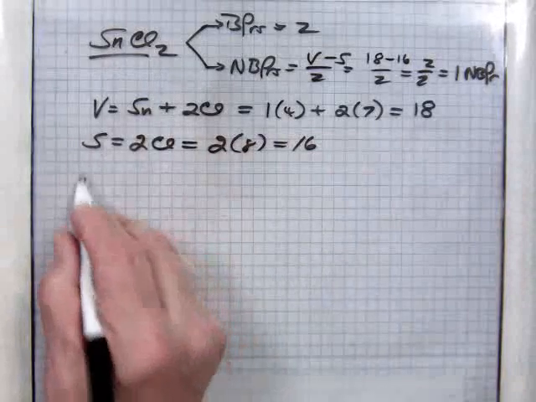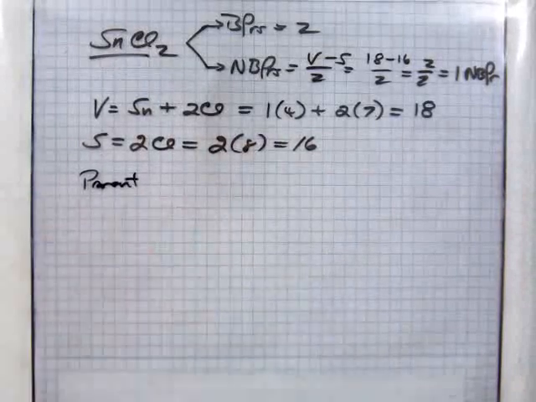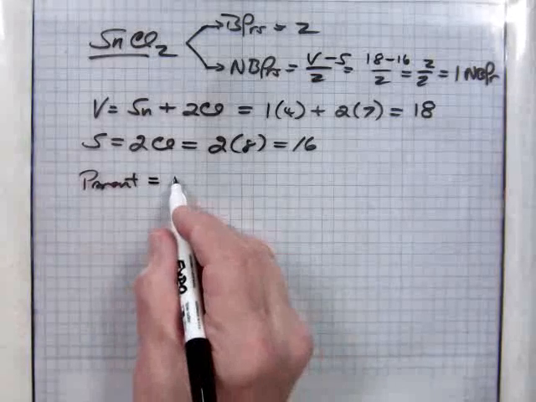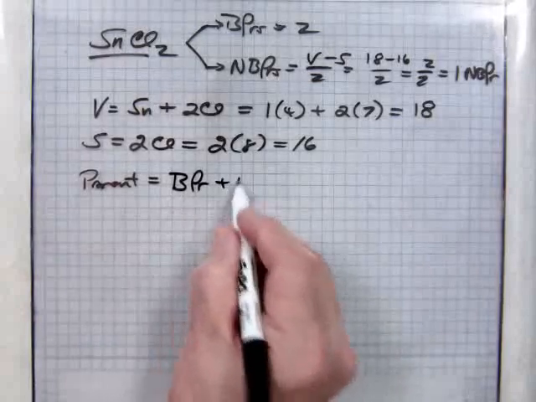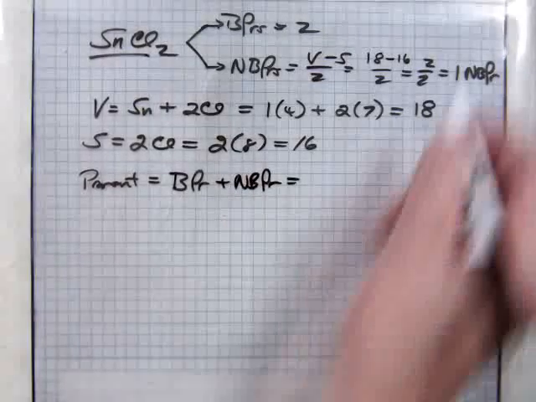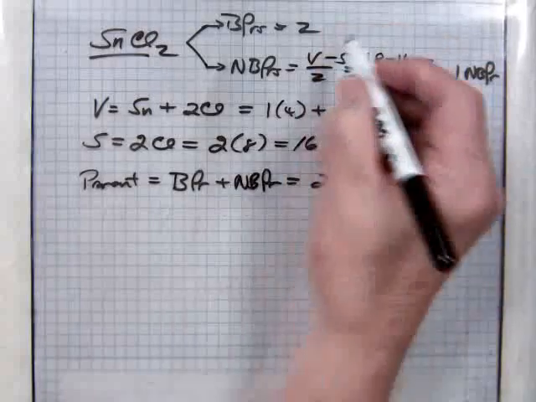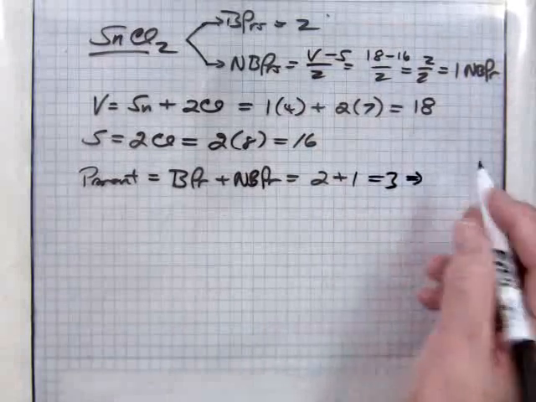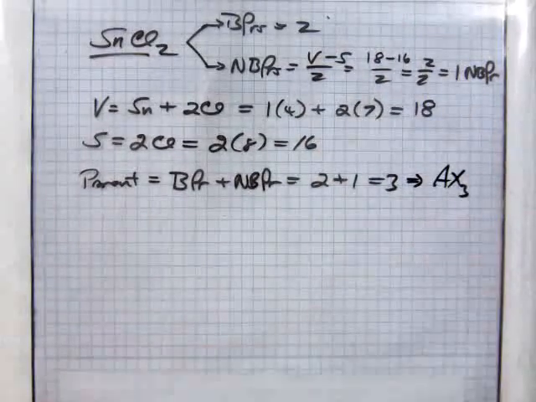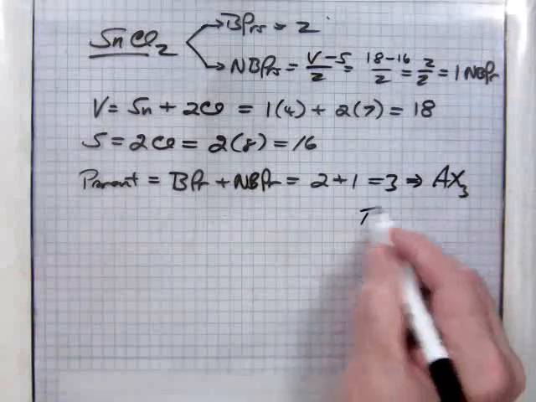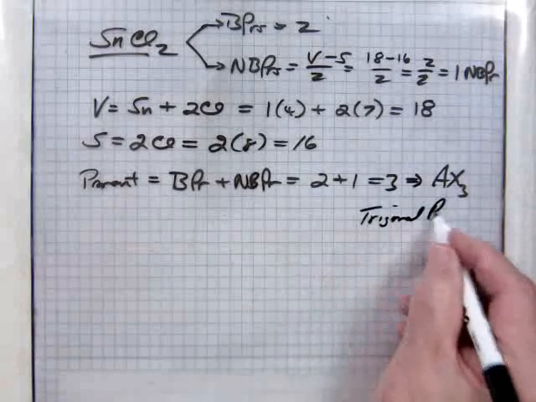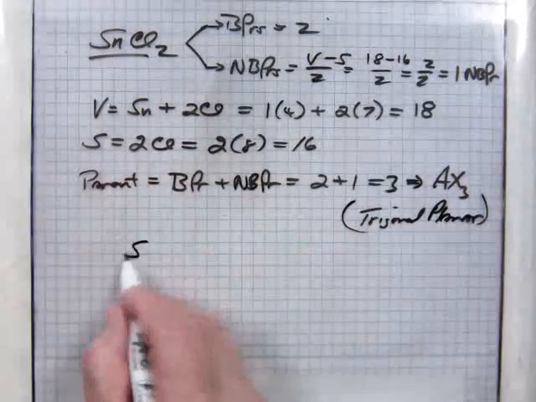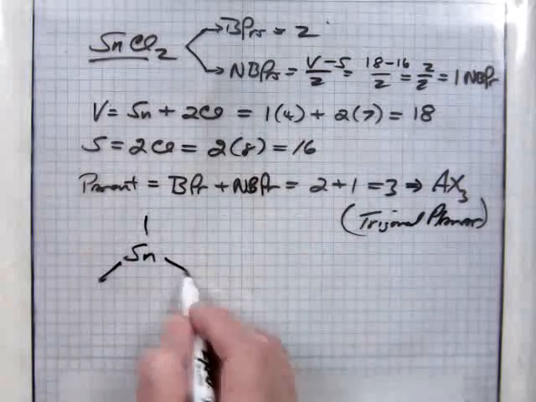So the parent is the first thing you want to determine, because it sets the pattern for the geometry. Bonded pairs plus non-bonded pairs, that would be 2 plus 1 is 3, which means the parent is an AX3, or trigonal planar. So you draw it out like this. You've got tin and you've got 3 electron pairs.